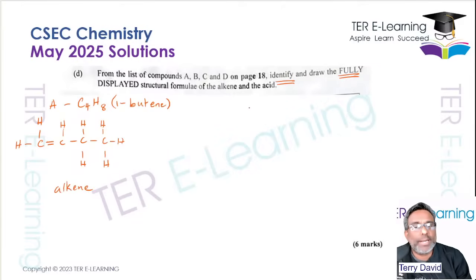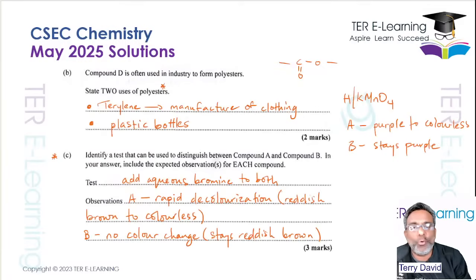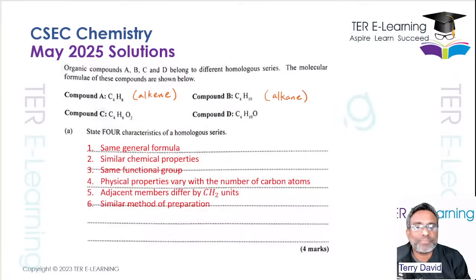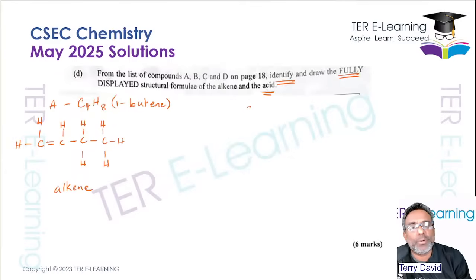Next one here now, we want to see which one is the acid. Now, if you look at the formula, this formula here is C4H8O2, and this one is C4H10O. Now, to be an acid, you must have 2 oxygen atoms present. This one here and this one here. So the only one that will give you that is compound C.